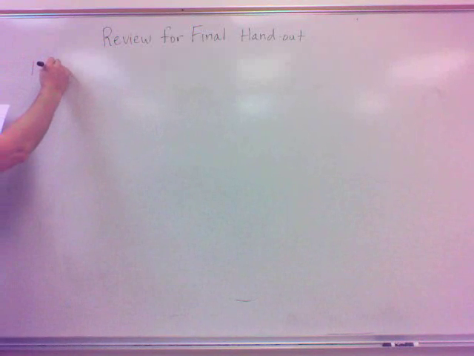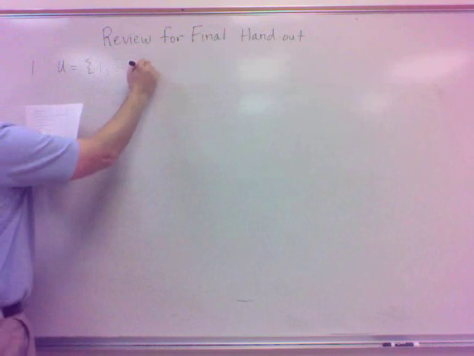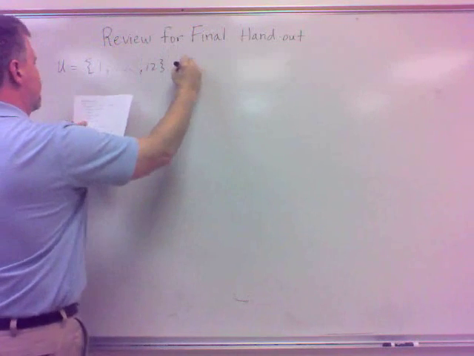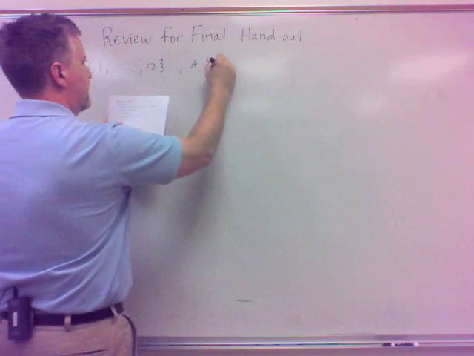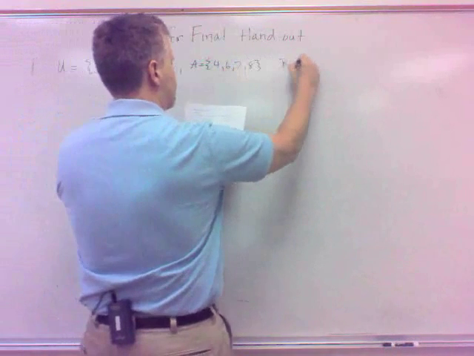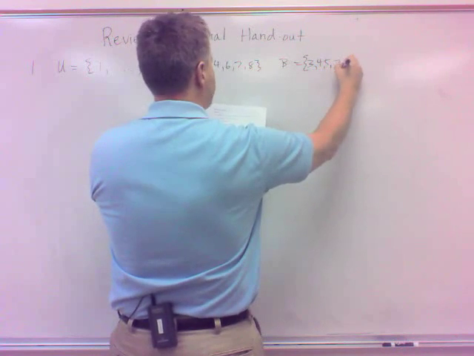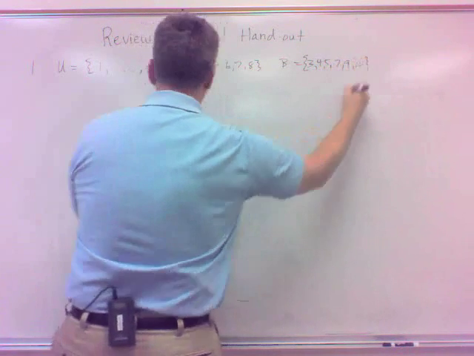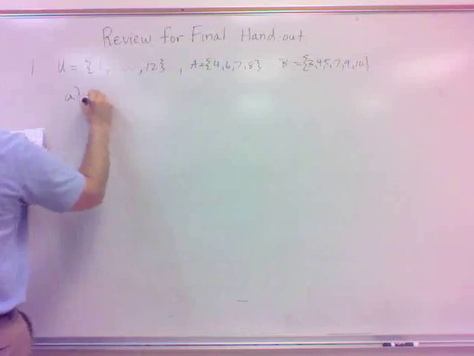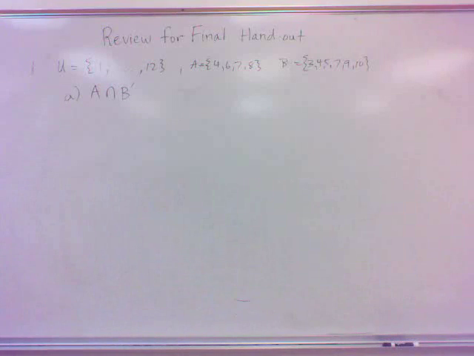Number one, we've got universal set 1 through 12. And A is 4, 6, 7, and 8. And B is 3, 4, 5, 7, 9, and 10. Number A, we want to do A, first of all, A intersection B complement.